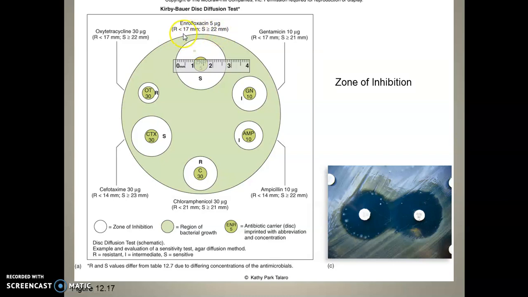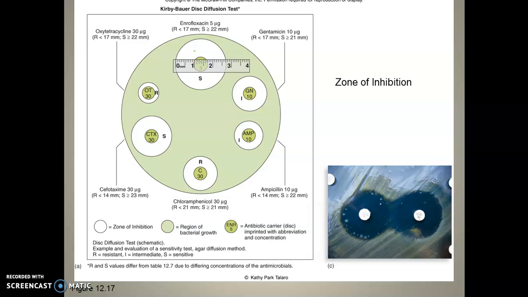This table, this data here, shows whether or not we consider that organism to be resistant to the drug, at an intermediate level, or susceptible to the drug. So what this is saying is that if the zone of inhibition were less than 17 millimeters, then we would say that organism is resistant to that drug. That drug is not good enough to work on that type of bacteria. If the zone is greater than 22 millimeters right here, then that means the organism is susceptible to that drug. So we're at 27 millimeters, so we're good to go. And in between, we would have that be intermediate.